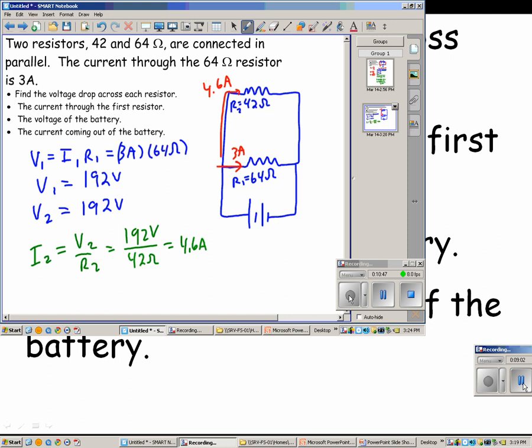So actually we know what the total current coming out of the battery is. I'm kind of skipping to the last one. The current coming out of the battery is just those two added together. That total current equals I1 plus I2, which is 7.6 amps. So that's the total current coming out of the battery. And we also know that the voltage drop across the battery has to be 192 volts as well. We know that the voltage drop is the same. The voltage gain here is the same as the voltage drop up here, 192 volts, and the voltage drop up here, 192 volts.